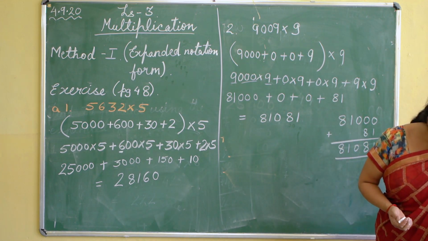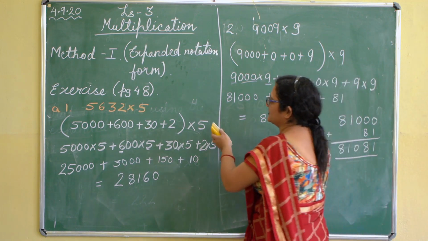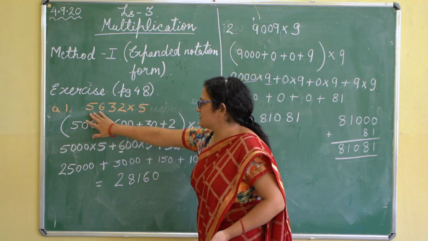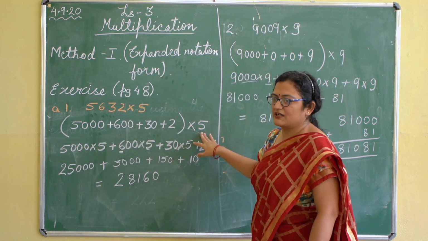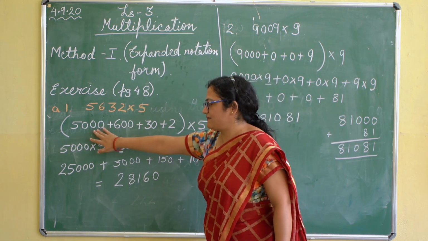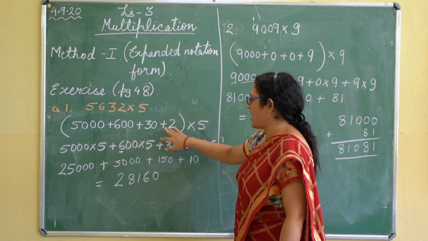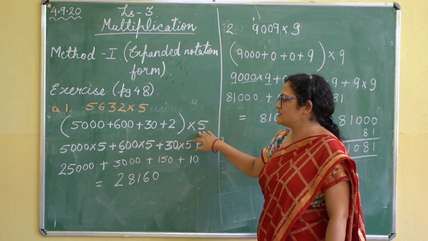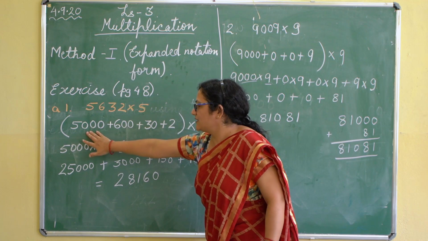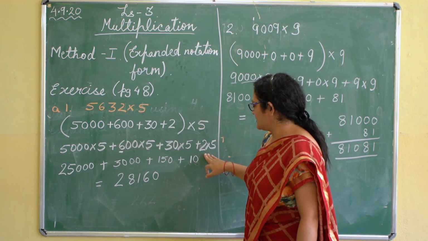Okay. Now the next method is the column method of multiplication. First we have done expanded form, that is breaking the number 5632 into expanded form, and then multiplying with the single digit number, that is 5. 5 is multiplied by 5,000, 600, 30, and 2. This is for expanded form. Now this 5 is multiplied with all the digits. What comes in the multiplication?